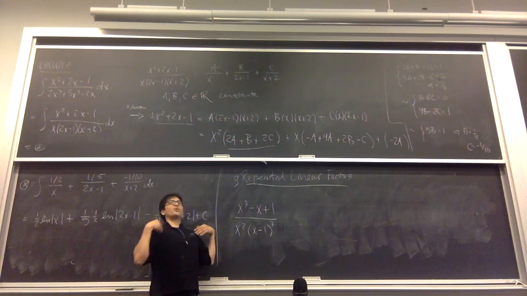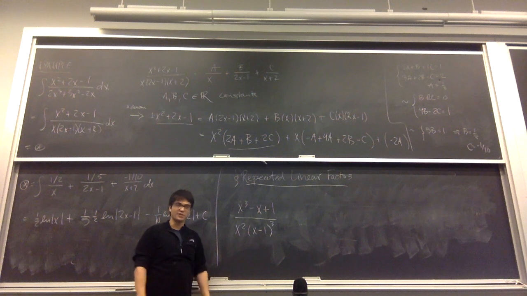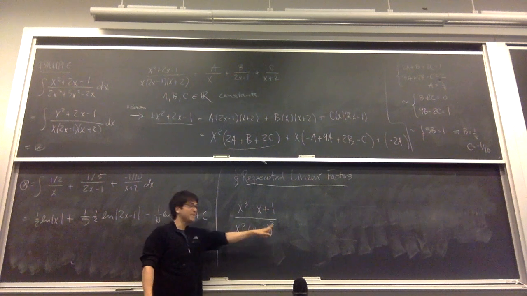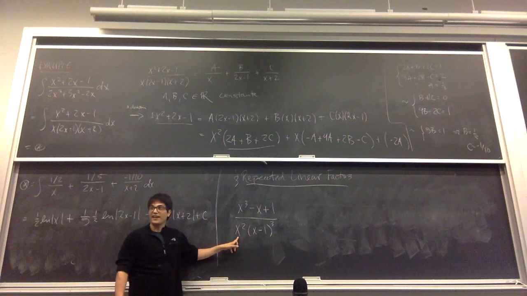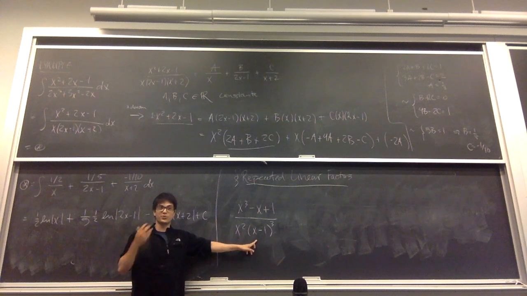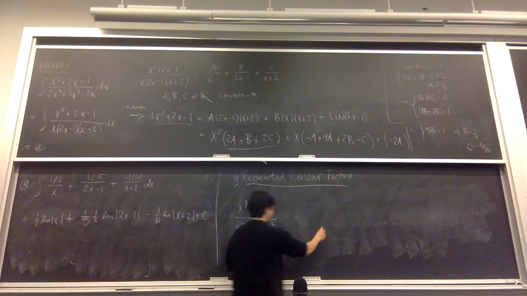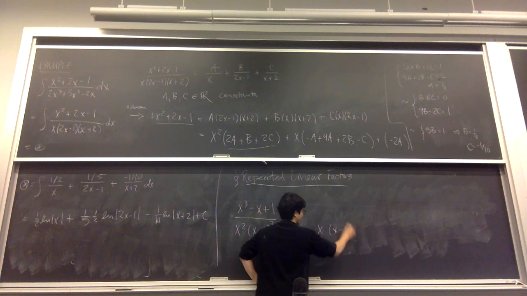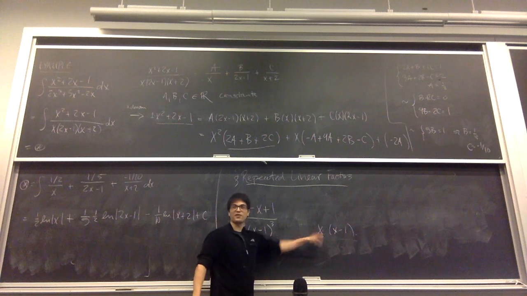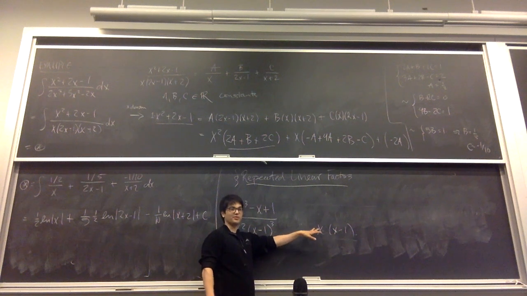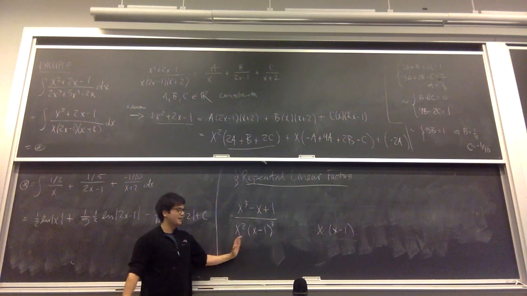Are we in the case of distinct non-repeated linear factors? The answer is no, right? That's what these powers mean. x is a root twice. x minus 1 is a root 3 times. That's what makes it repeated. This is different than if this were to be x times x minus 1. This is the version of this which is the non-repeated linear roots. So something different has to be done here.